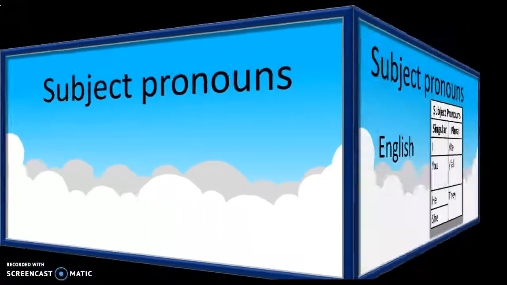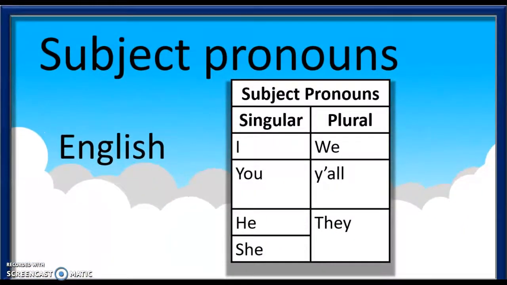So to get started, let's review subject pronouns in English. Subject pronouns in English are I, you, he, and she. Those are the singular ones, and the plural ones are we, y'all, and they. We don't really technically have the word y'all in English. If you're from the North, you might say you guys. But Spanish has a word for y'all that's legitimate.